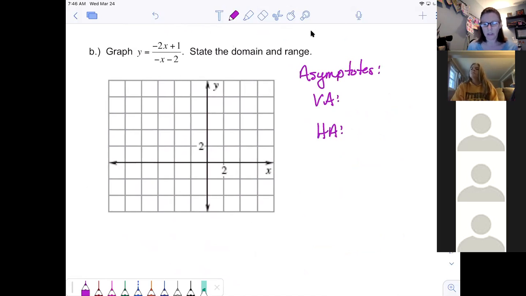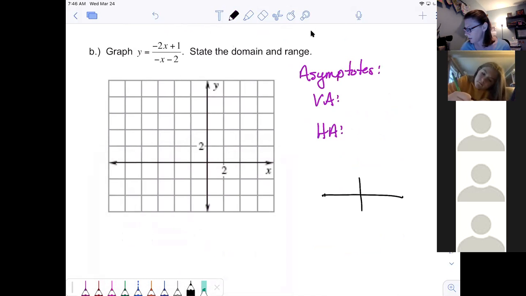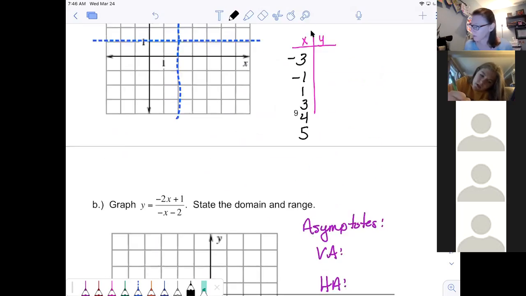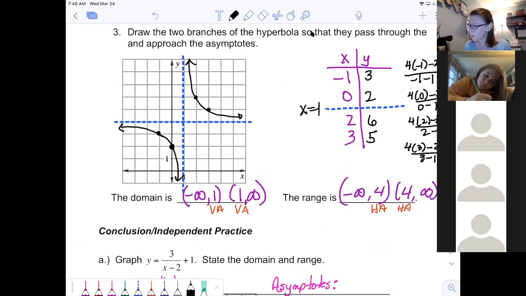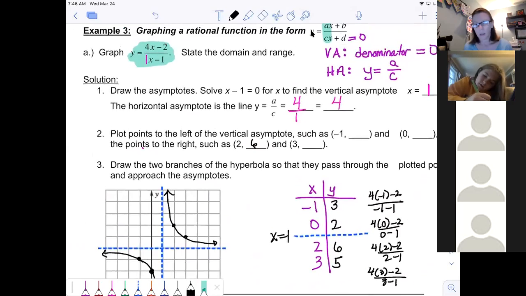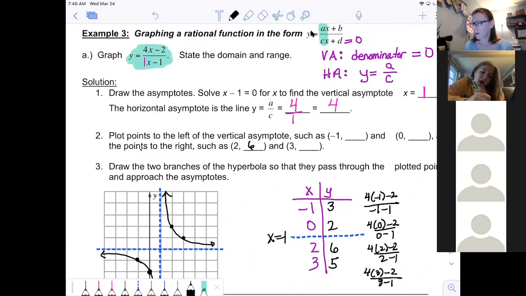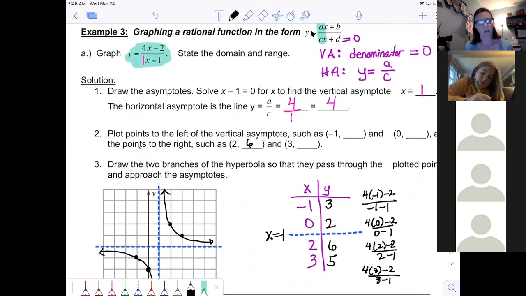So start with the vertical asymptote and the horizontal asymptote. And then we'll make a T chart in a minute. So this one's a little different. It's like the one we just did, but it doesn't have an H and a K. So Faith, looking at what we did for the previous problem, how would you find the vertical asymptote, Faith?